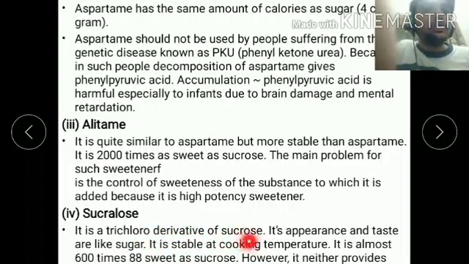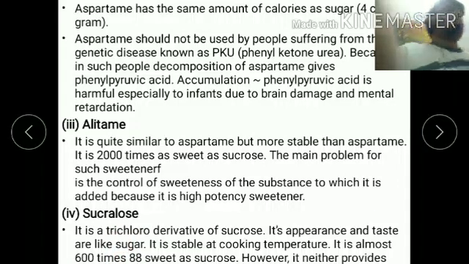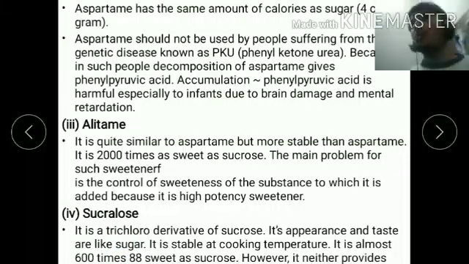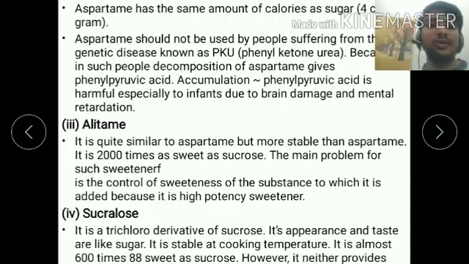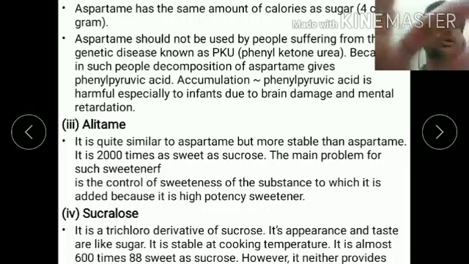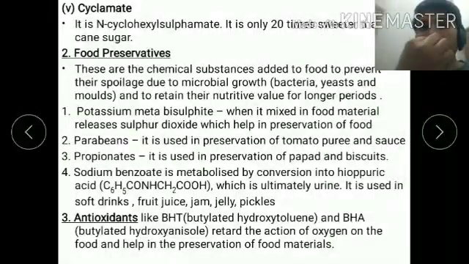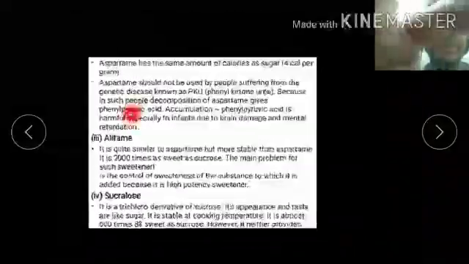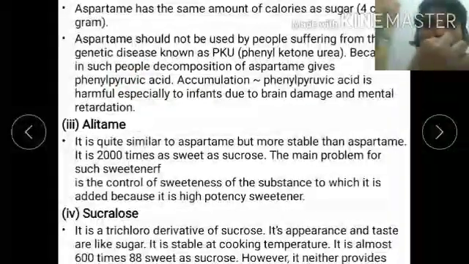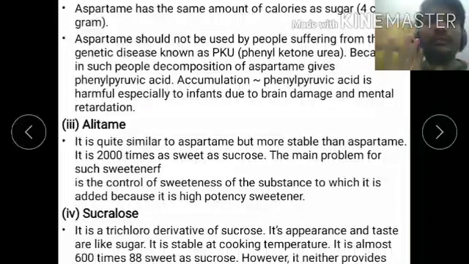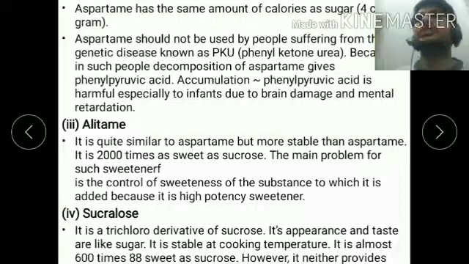It is stable at cooking temperature. It is almost 600 times as sweet as sucrose. A highly sweetening agent. The most important sweetening agent is sucralose. You only have to know the name sucralose. It is 600 times sweeter compared to sugar.